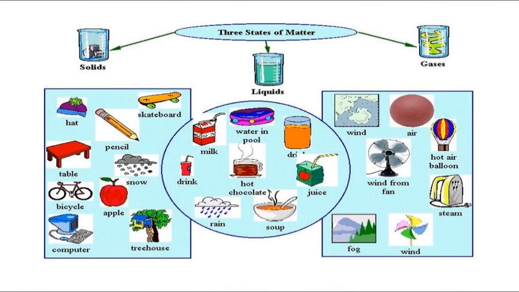Examples of the three states of matter. Solids, we have hat, skateboard, pencil, snow, table, bicycle, apple, computer, and tree house. Liquids, we have water in a pool, milk, hot chocolate, drinks, juice, soap, rain, and many more. Gases, we have wind, air, hot air balloon, steam, fog, and wind from a fan.